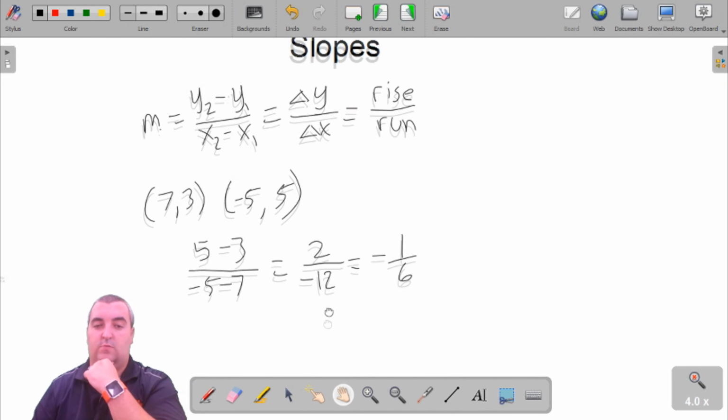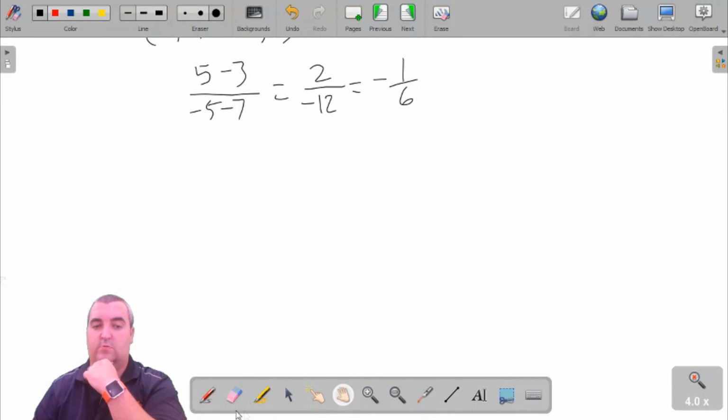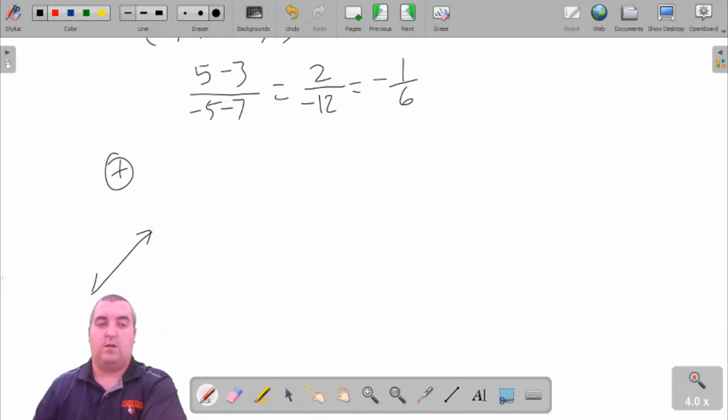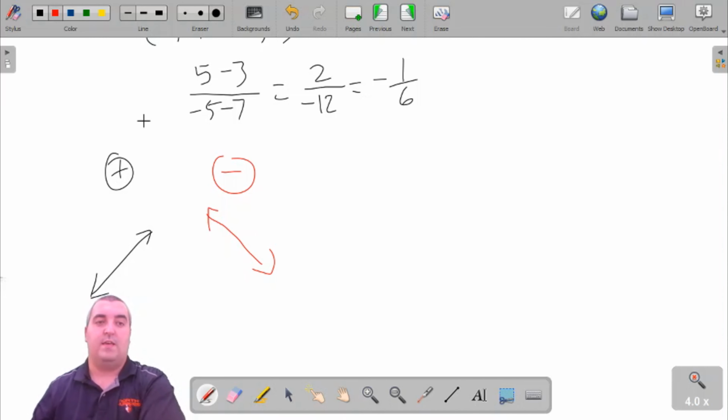So just a little bit more review of it. If we have a positive slope, our line's going to go up as we go left to right. If we have a negative slope, we are going to go down as we go left to right. So a slide's going that way.